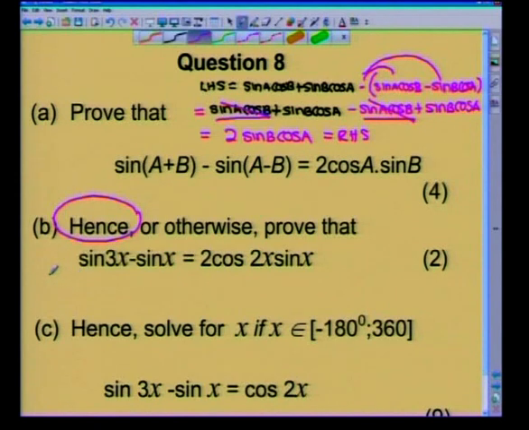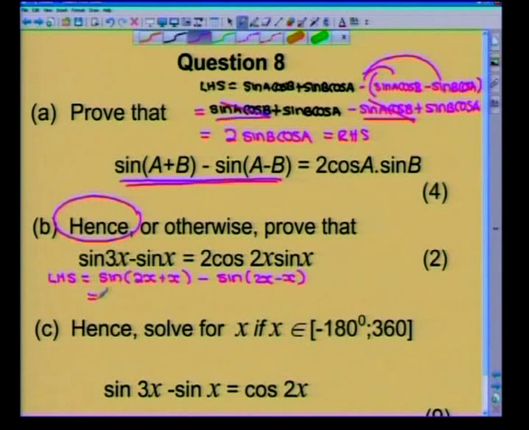So let's see if this will work. If I go to the left-hand side here, do you agree with me? Instead of sine 3x, I could go sine 2x plus x. And over here, I could go the sine of 2x minus x. Now, if I do that, it fits this pattern exactly, which means I can go straight to the answer of 2 cos, and in place of A, I put a 2x, and then sine, in place of B, I'd put an x. And I would have proved this in one step.